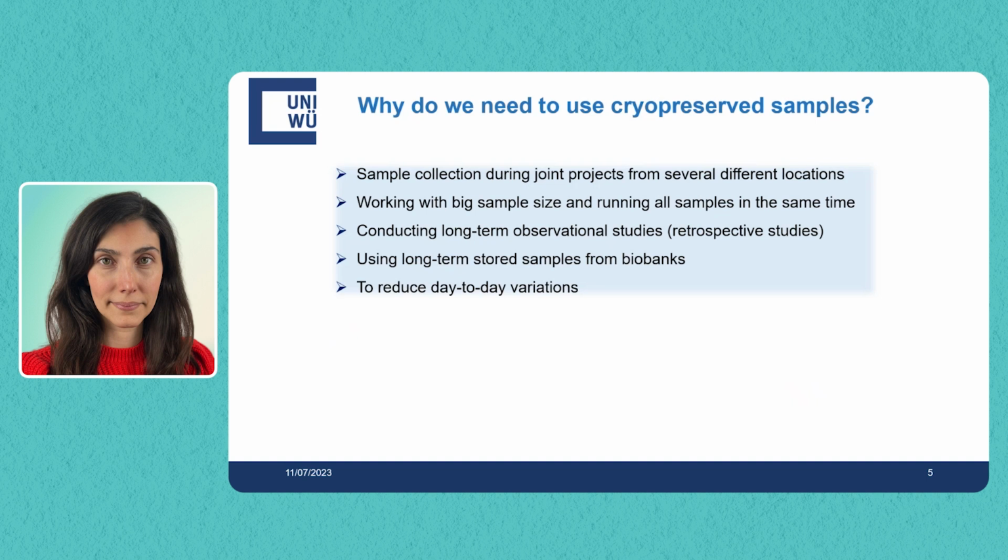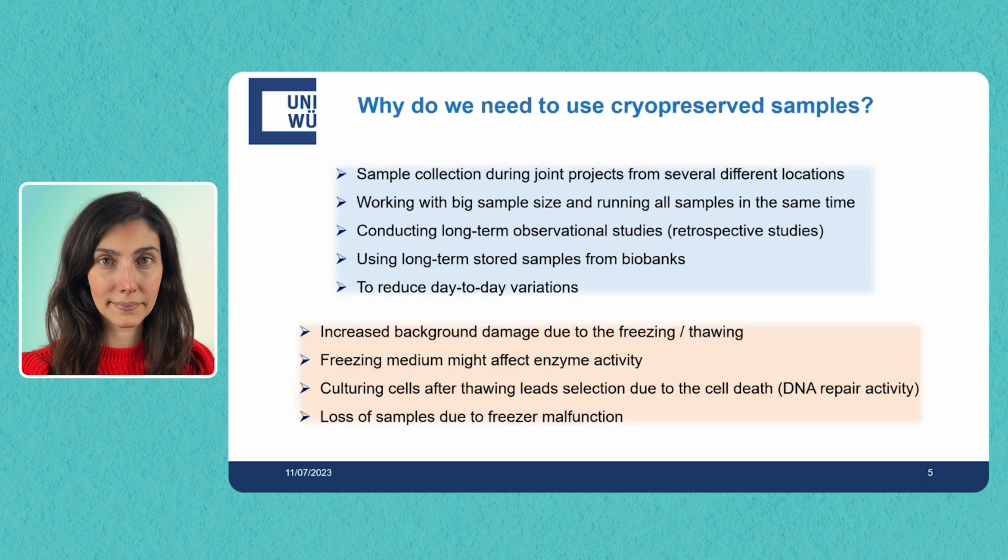And if you have a retrospective study where you want to conduct a long-term observation, as in the cancer case, where you have an early collection and you want to see after 30 years whether that individual gets a disease or cancer, you again need to collect the samples over decades, so you need cryopreserved samples, or long-term samples from biobanks, for the same reason.